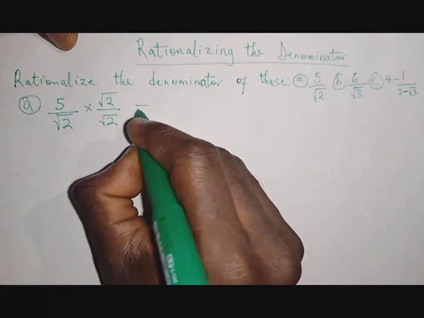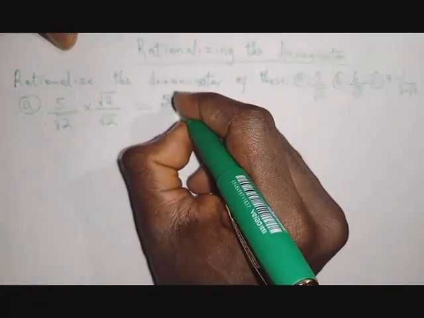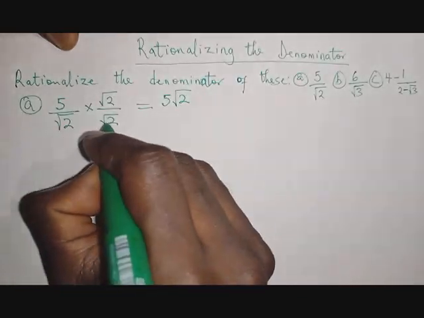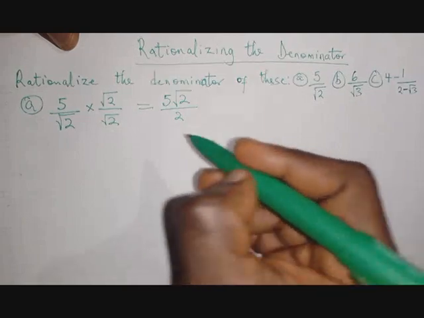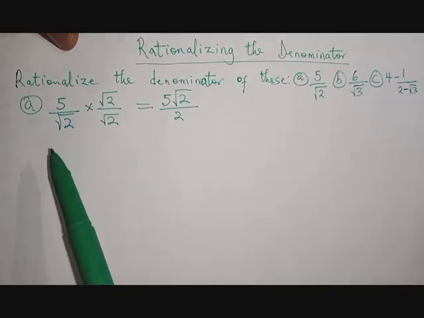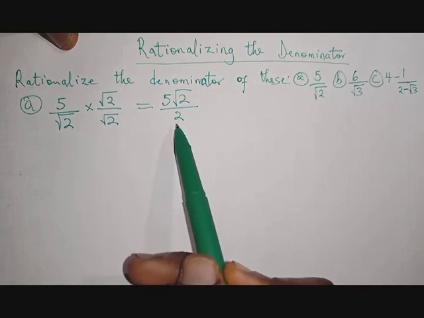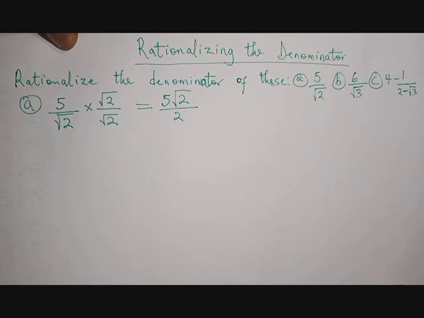Okay. And so when we do that, we're going to get 5 times root 2, which gives us 5 root 2. Then root 2 times root 2 is root 4, and the square root of 4 is 2. So we'll just go straight into writing that. As you can see, we've succeeded in rationalizing the denominator. Now we have a rational number in the denominator. Okay, so it's that simple.